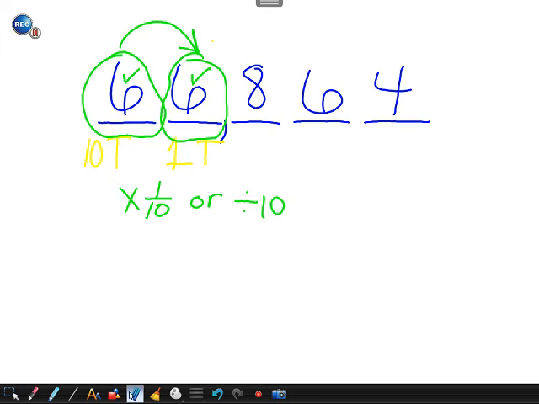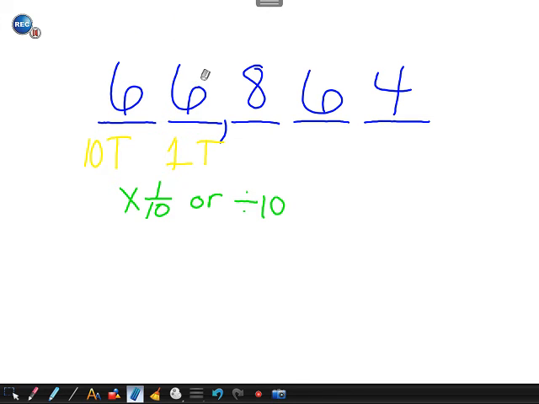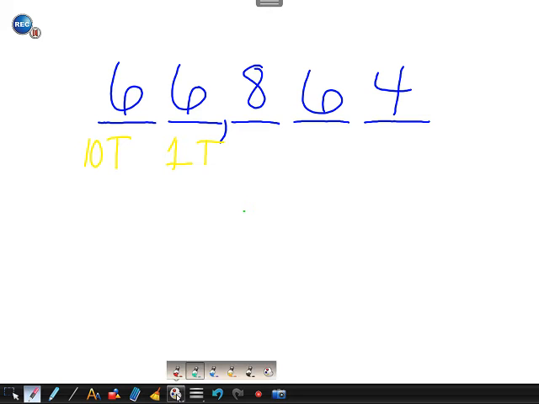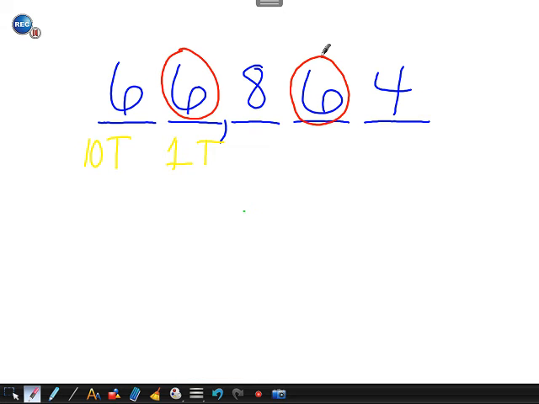All right, so let me show you now what happens if we move 2 places away, because everything we've been doing is 1 place away. So we're going to look at 2 places now, and I'm going to look at these 6's this time. Let's go with the red pen. We're going to look at this 6 and this 6 right here now.